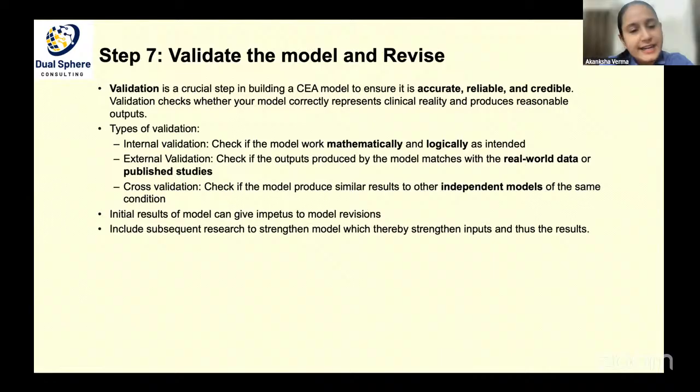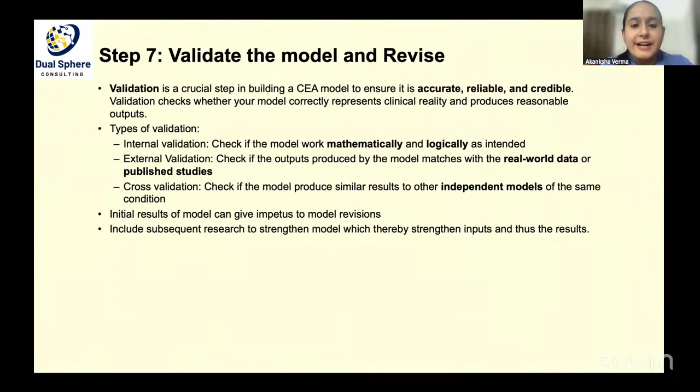So validation is a crucial step in building a model to ensure it is accurate, reliable, and credible. Okay. There are mainly three types of validation: internal validation, external, and cross validation. Internal validation means checking if the model works mathematically and logically, as you can think, right? So make sure that mathematically there is no error. If the cost of your intervention is higher, it should be reflected the same way in the model also.